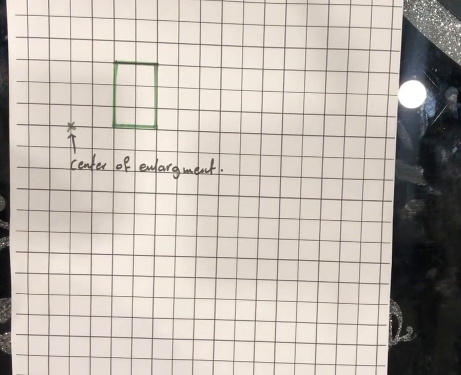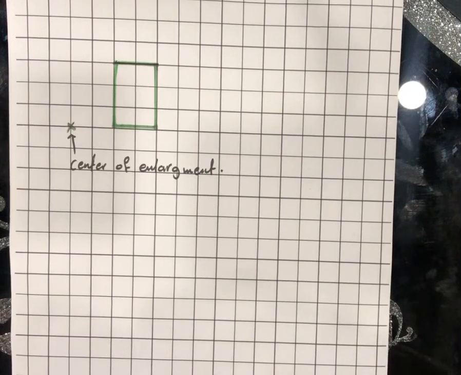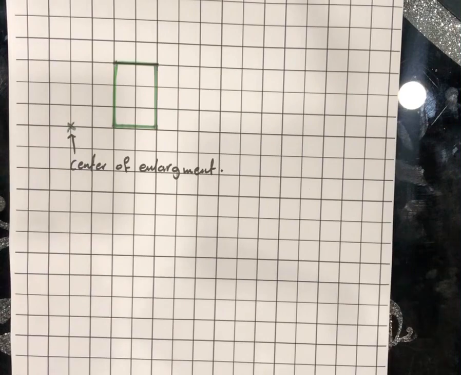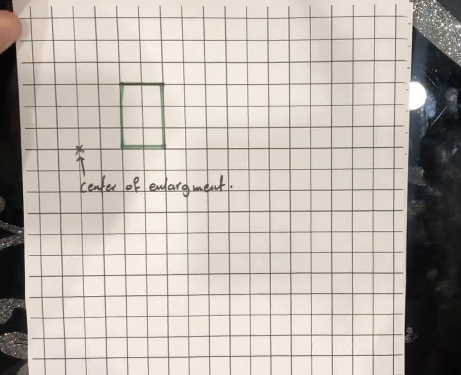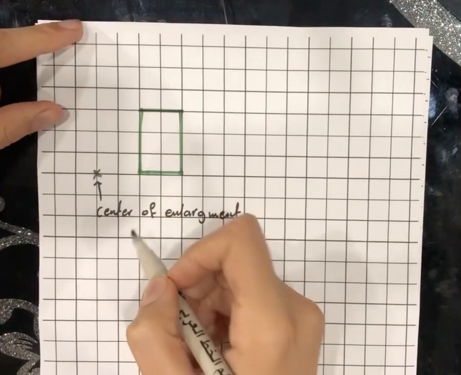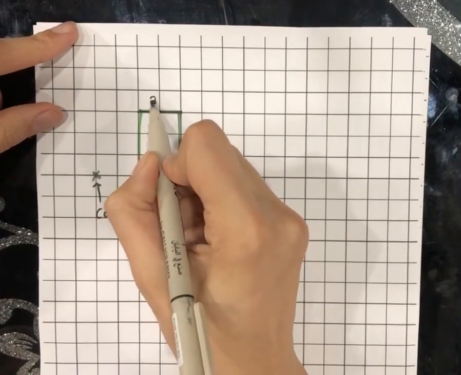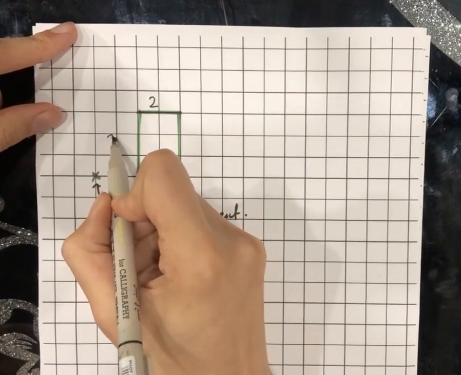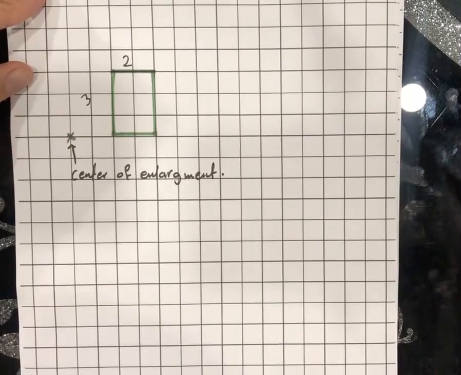So enlarging or enlargement of a shape is a copy of the shape that changes the length, but I keep all the angles the same. And I need to keep all my proportions. Now, what does that mean exactly if we put it into work? Let's look at this rectangle right here. This rectangle is 2 centimeters wide and 3 centimeters in length.